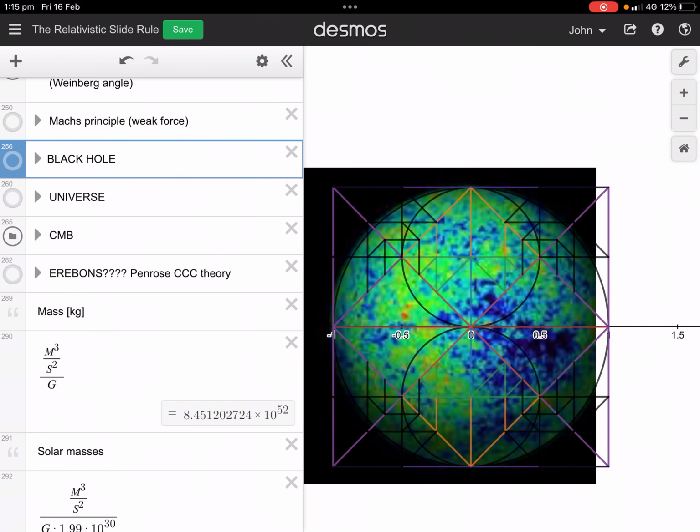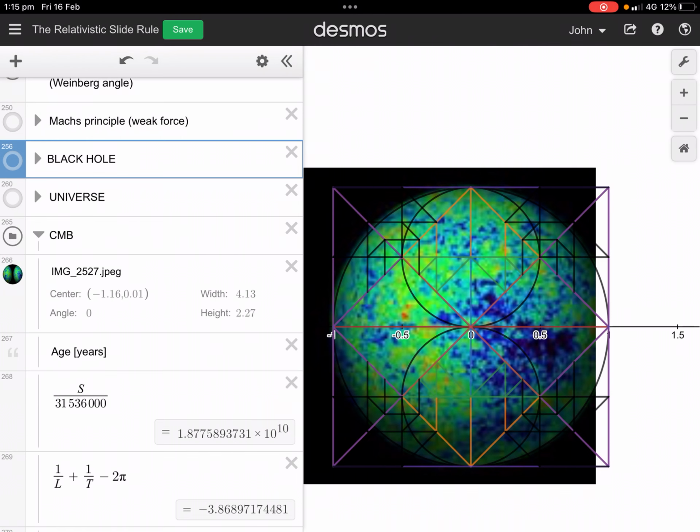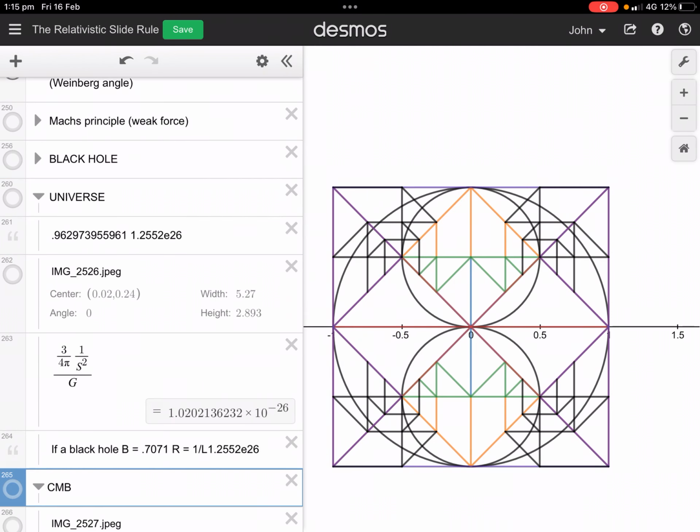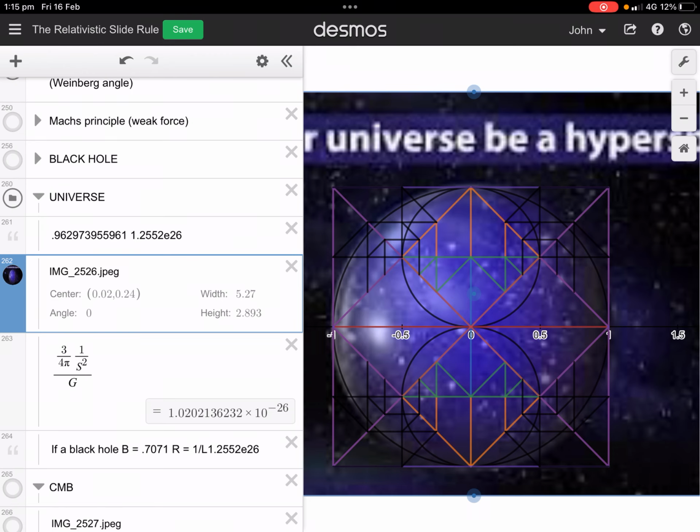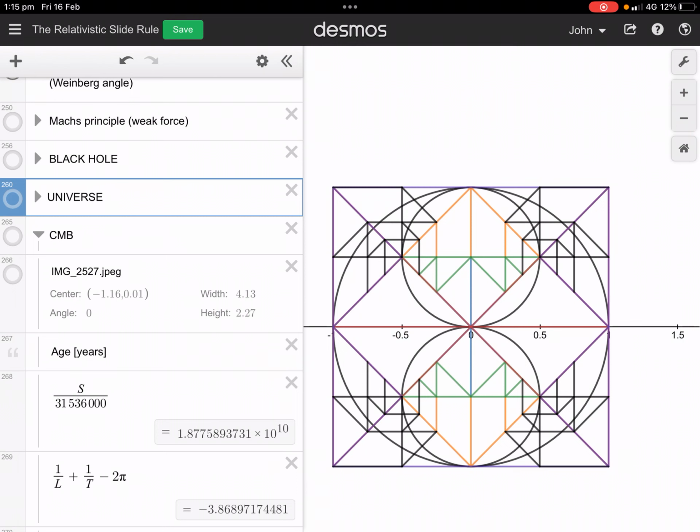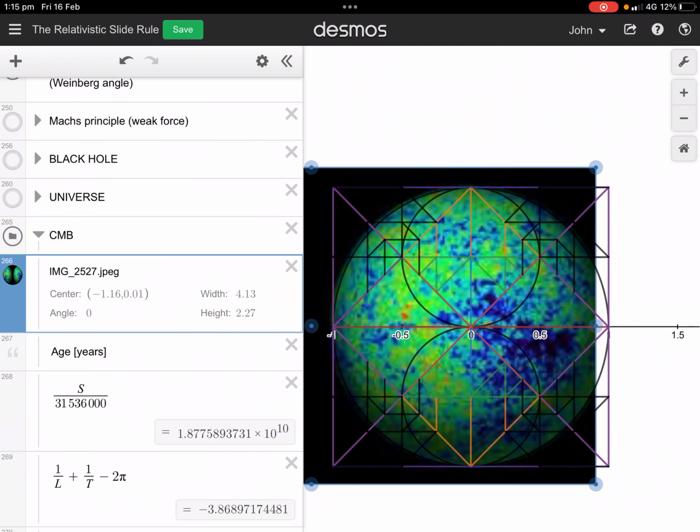Now looking at the CMB. Oh, did I actually have a picture for the universe? I did. There's my picture for the universe. Don't want you to miss out on any pictures. Okay, here's a picture of the CMB.